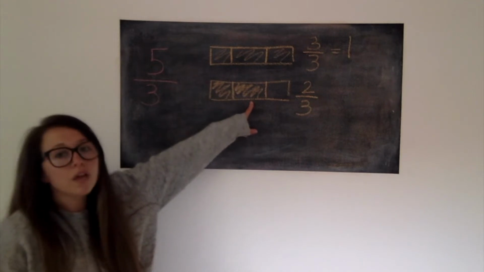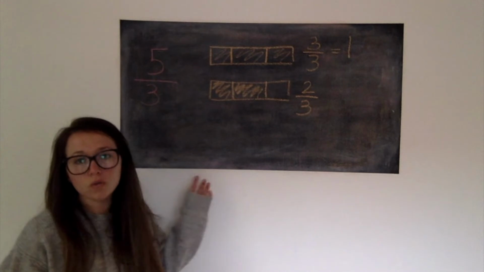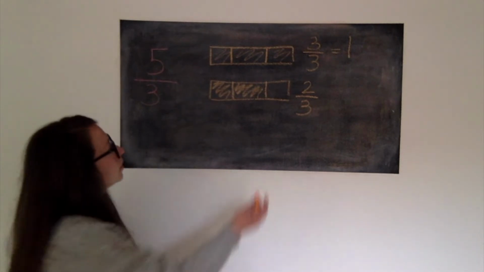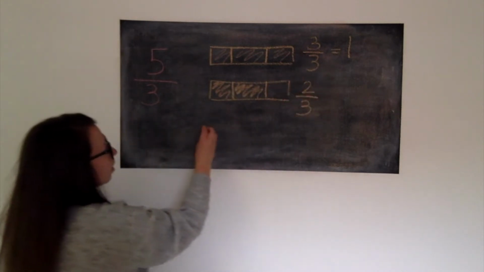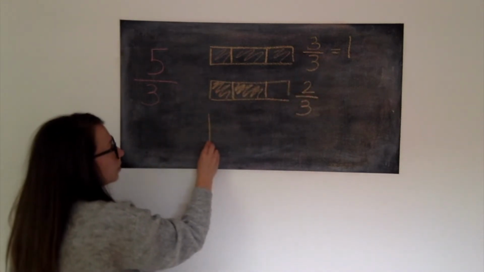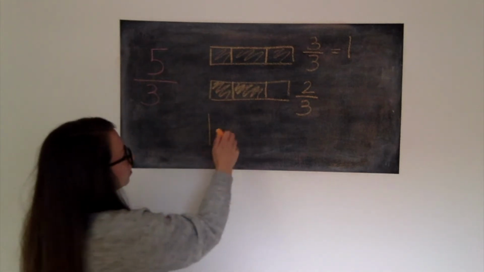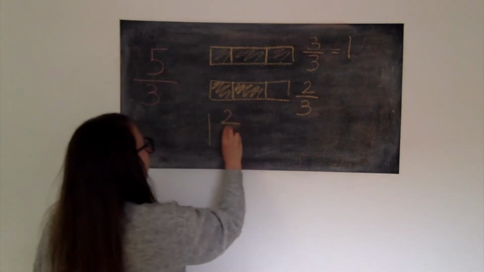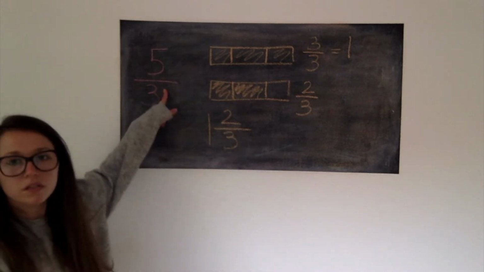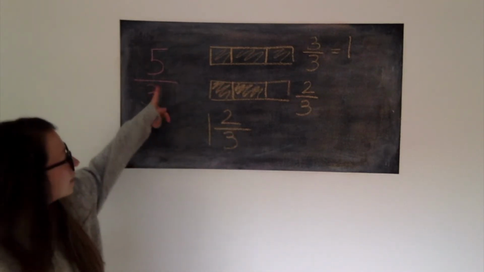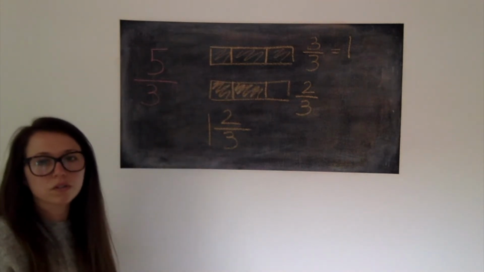We can now turn this into what we call a mixed number fraction, which is where we have a whole number and a fraction. So we can see here that we've shaded 3/3, which is the same as 1 whole. So it's 1 whole, but only a fraction, the part of the whole, is shaded here, which is 2/3. So we can say an improper fraction is 5/3, and that is the same as this mixed number fraction, which is 1 whole and 2/3.